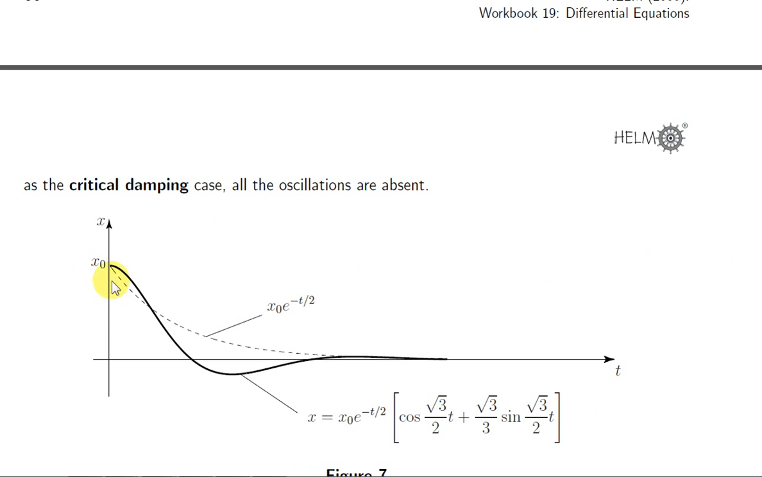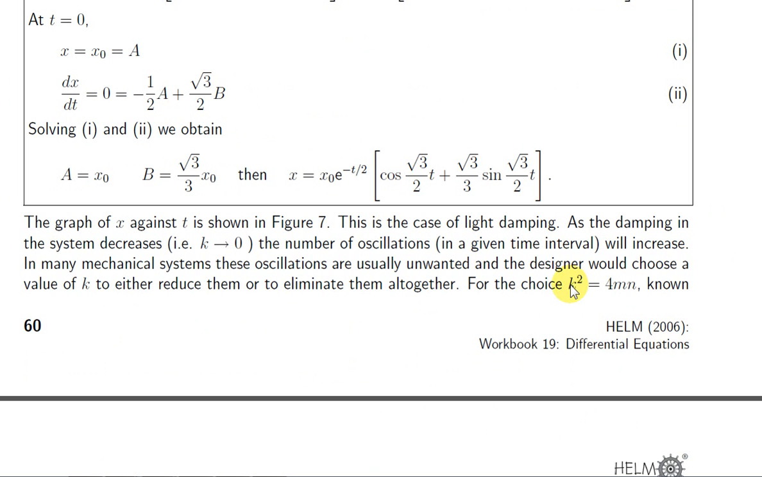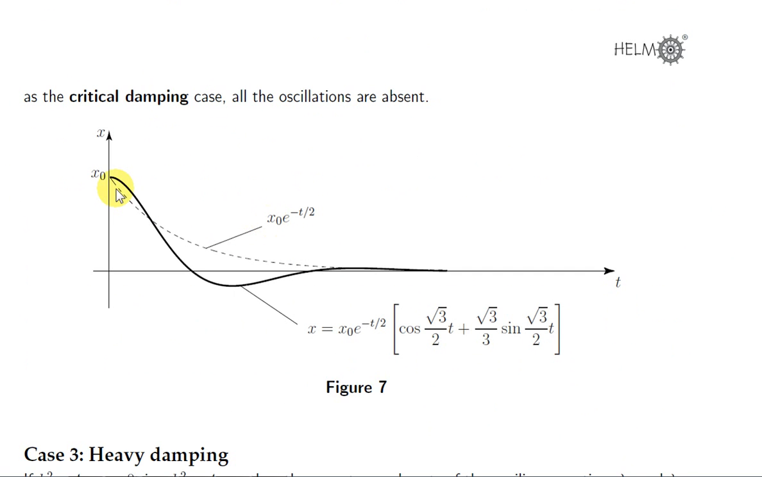The tangent to the dotted curve at 0 is not horizontal, whereas for the solid curve, the solution to the light damping case, the tangent is horizontal. So for light damping, k squared, that's the damping coefficient, is less than 4mn. But for critical damping, k squared is bigger. It's equal to 4mn. So we have a larger value of k, giving a solution that looks like the dotted curve.